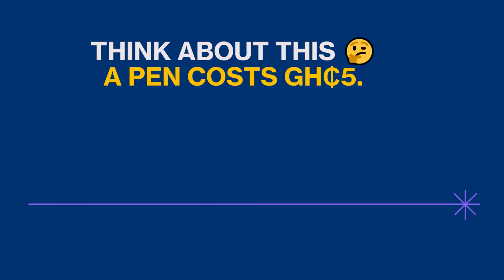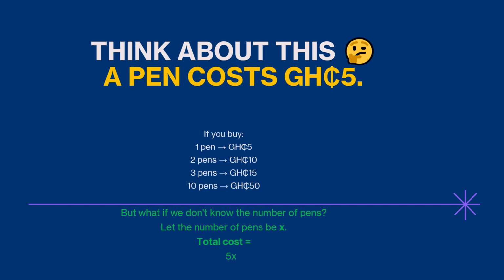Now let's look at thinking aloud. We have a pen that costs 5 Ghana cedis. If one pen is 5 Ghana cedis, 2 pens is going to be 10 Ghana cedis. And then 3 pens is going to be 15 Ghana cedis. 10 pens is going to be 50 Ghana cedis. What if you don't know the number of pens?